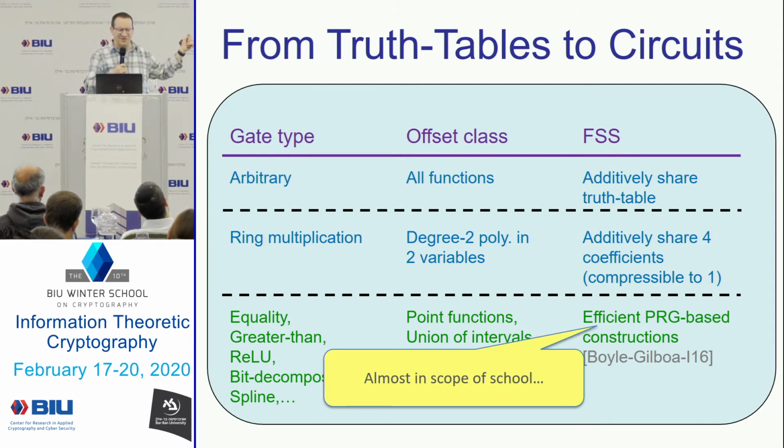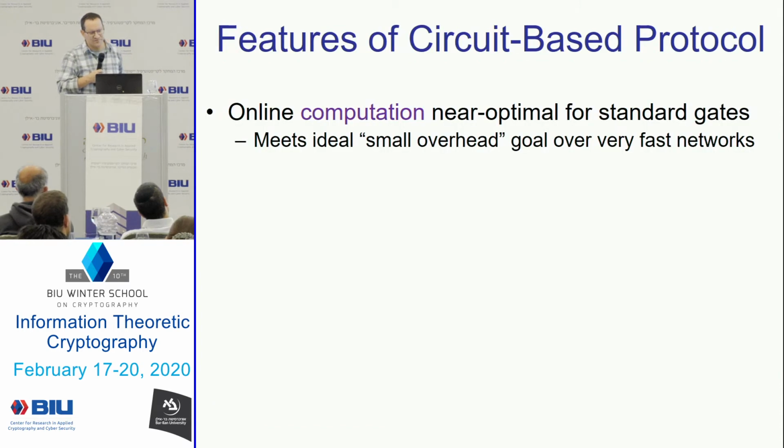Because this is pretty much all the functions we can do function secret sharing for. I mean, if you want general functions to share efficiently using FSS, you already need some fancy public key crypto stuff. But for these types of functions that correspond to natural gates, we can do it with symmetric crypto.